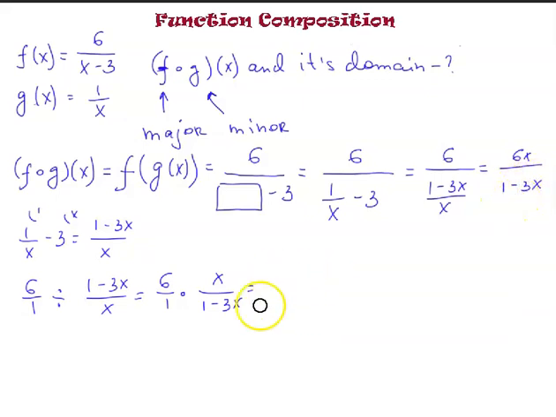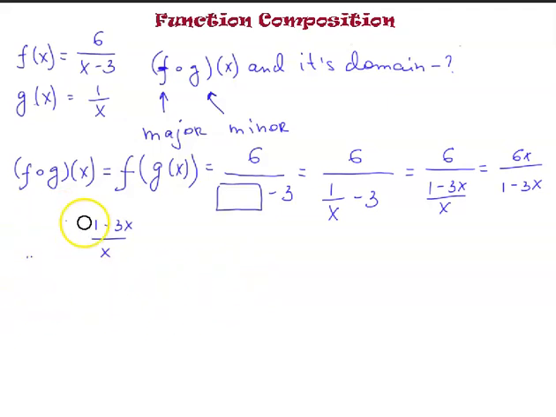So now I don't need any of this. That was just an explanation of the simplification of a fraction. So we got the function composition: f of g of x equals 6x over 1 minus 3x.